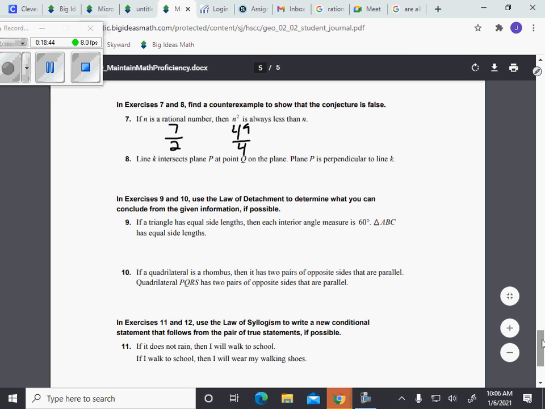Number 8, line K intersects plane P. So if I have a line right there, it intersects plane P at point Q. Here's my plane P. Point Q is right there. Plane P is perpendicular to line K. Is that perpendicular? No. So there's a counterexample.